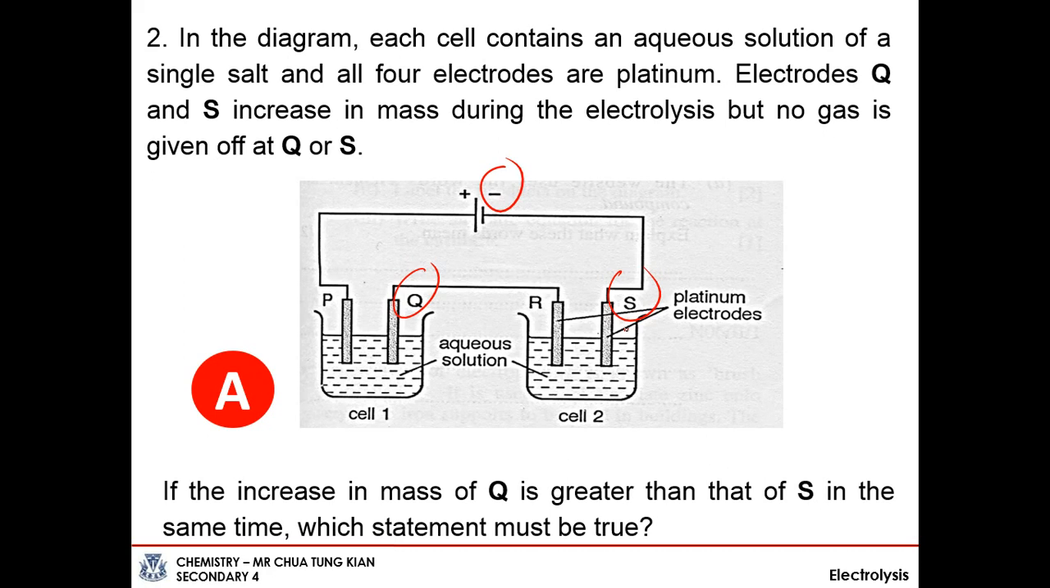The cations are different in the two cells here. So in cell 1, it is a heavier cation. In cell 2, it is a lighter cation. So as a result, when the cation is deposited at the electrode, the mass of Q increases more than that of S.